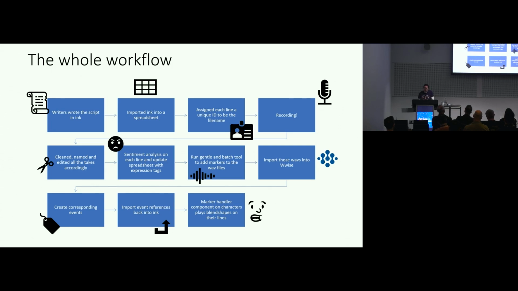We then recorded the script, cleaned, named, and edited all the waves accordingly. We did sentiment analysis on each line and updated the spreadsheet with expression tags. We then ran the batch tool with Gentle to add markers onto the wave files. We imported those wave files into Wise. We created the corresponding events. We then imported those event references back into Ink, then made sure all of the speakers had the marker handler component with their blend shape sets assigned.